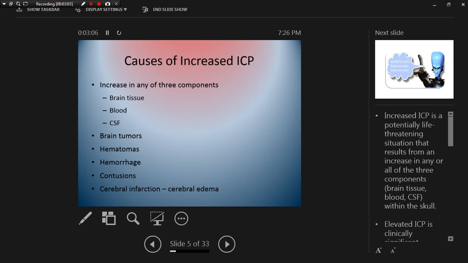So causes of increased ICP, like we said, if there's an increase in any of the three components of the cranial cavity, brain tissue, blood, and CSF, especially when one of them increases yet the other one doesn't decrease to maintain that optimal ICP. So some other things that can lead to the alterations in these components: brain tumors, hematomas, whether it's an epidural, subarachnoid, or subdural hemorrhage, contusions, or a cerebral infarction from an ischemic stroke, especially if it's large enough and we have a large enough amount of cerebral edema from the necrosis afterwards.